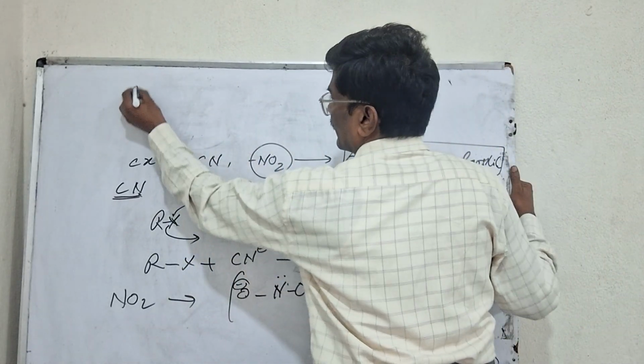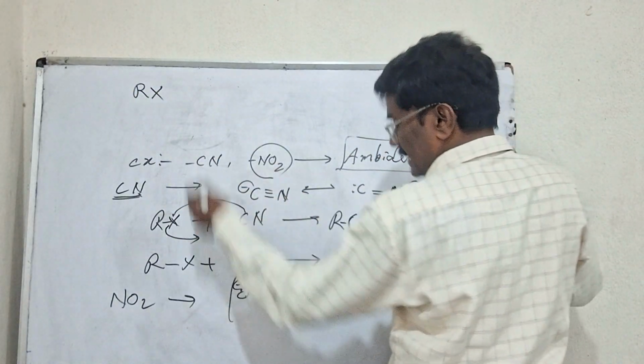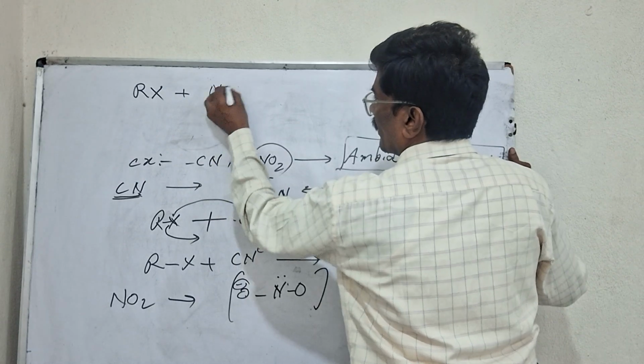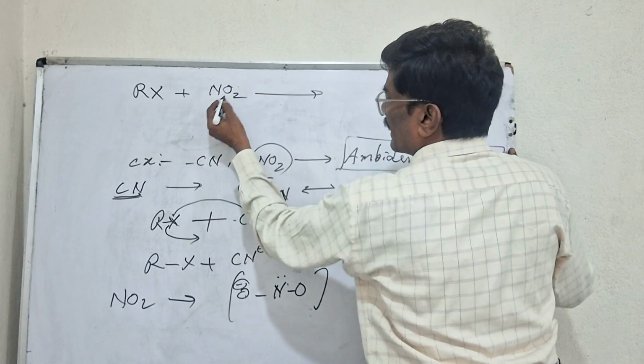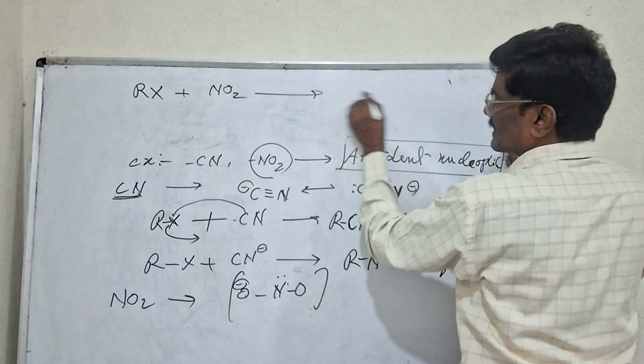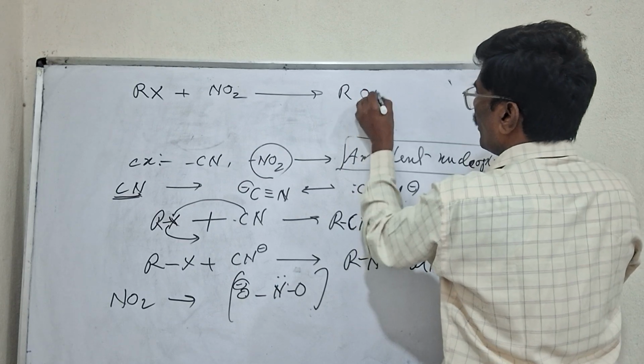For example, again take an alkyl halide. Then take this NO2 group. Then what happens? N can attack the R group or O can. If O attacks, we get RONO.